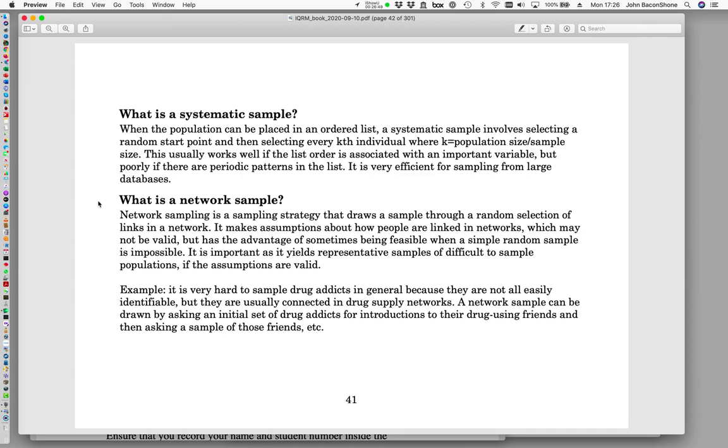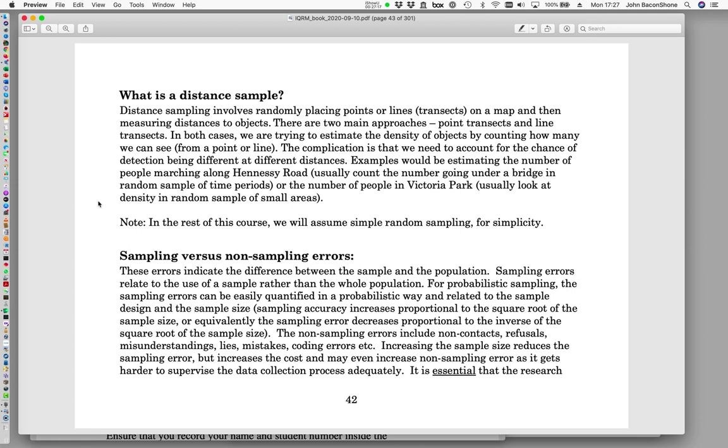So if everybody is connected up, which we can assume as a first approximation, then by going several links down this network, I end up with a sample that is very close to representative of the whole population. So this is a much better alternative to draw a sample in these situations where it's very hard to contact people.